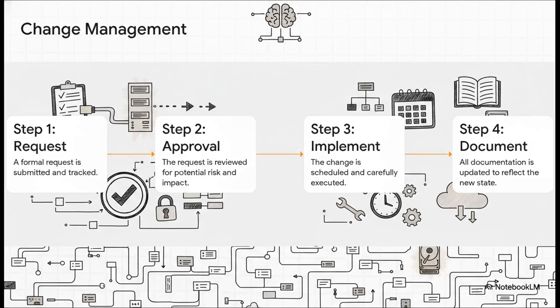Any change, no matter how small, starts with a formal request. Then it goes through an approval process to figure out all the risks. Then it gets scheduled for a time that's going to cause the least disruption, like maybe 3 a.m. on a Sunday. And finally, after the change is done, it gets fully documented. This whole process is what prevents one tiny little tweak from accidentally taking the entire company offline.